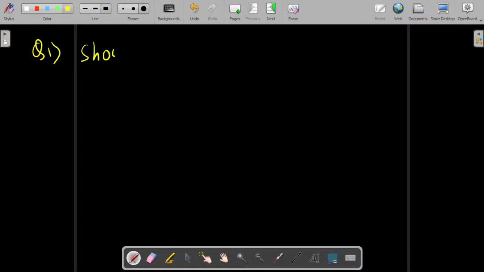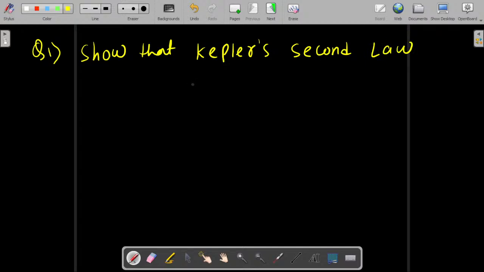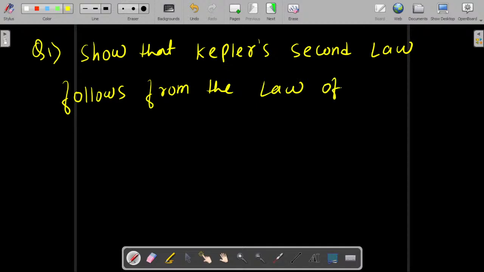Show that Kepler's second law follows from the law of conservation of angular momentum.